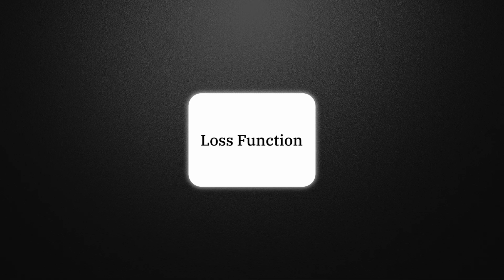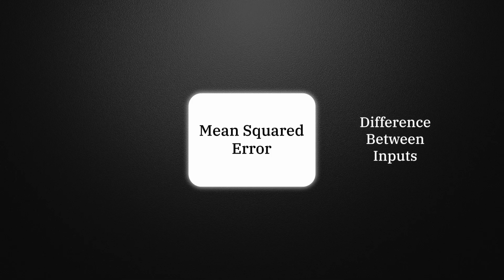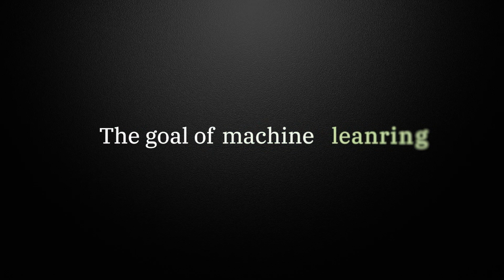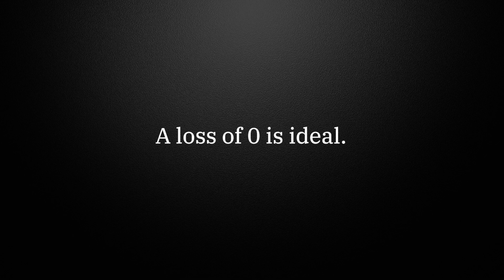In simple terms, a loss function is a math formula that measures the distance between what the model predicted and what the actual value is. A low loss means the model is doing great. High loss means the model is failing. The goal of machine learning is simple: minimize the loss and make that number zero if possible.